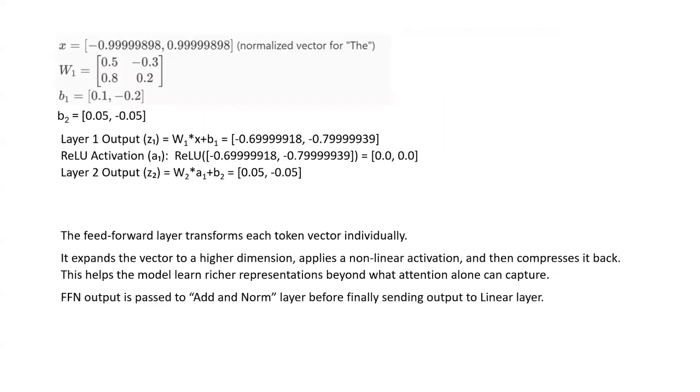The same thing I have explained here also. We need to keep in mind the feed-forward layer transforms each token vector individually. It expands the vector to a higher dimension, applies a non-linear activation, and then compresses it back. This helps the model learn richer representations beyond what attention alone can capture. The output is passed to an add and norm layer before finally being sent to the linear layer. This is the same thing that happened in masked multi-head attention: after that, the residual connection is added, input and output values, and then it is normalized, right?